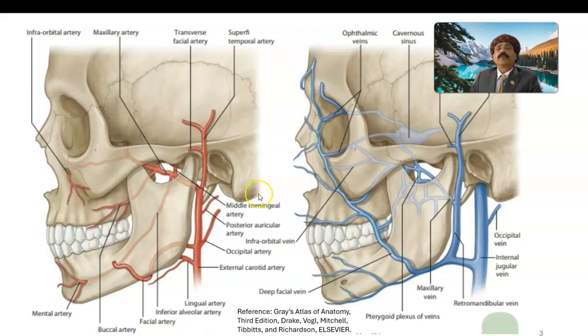Okay, so regarding the venous drainage, we have the veins corresponding with those of the arteries, like the deep facial vein. We have that, and ultimately here is the pterygoid plexus of veins in the infratemporal fossa. This infraorbital vein here, and all of them ultimately go to the internal jugular vein.